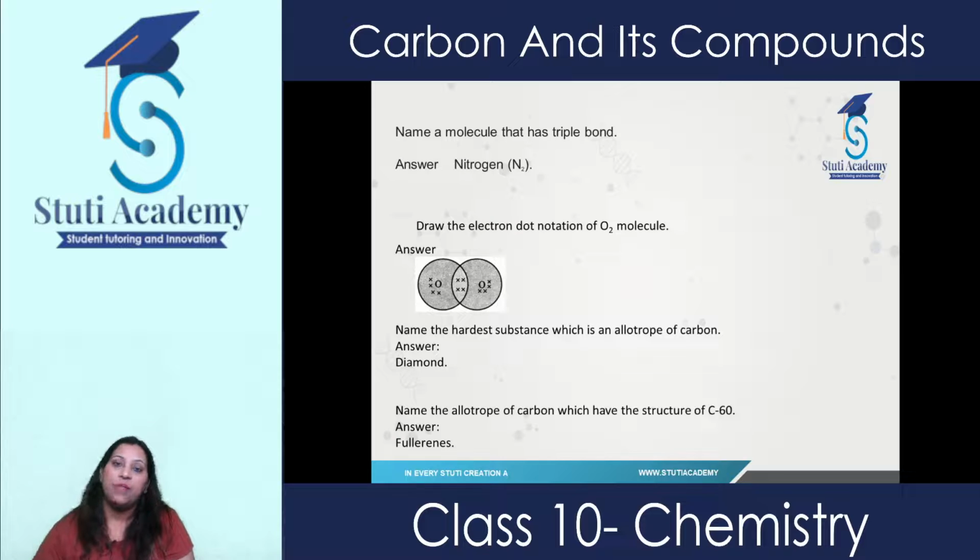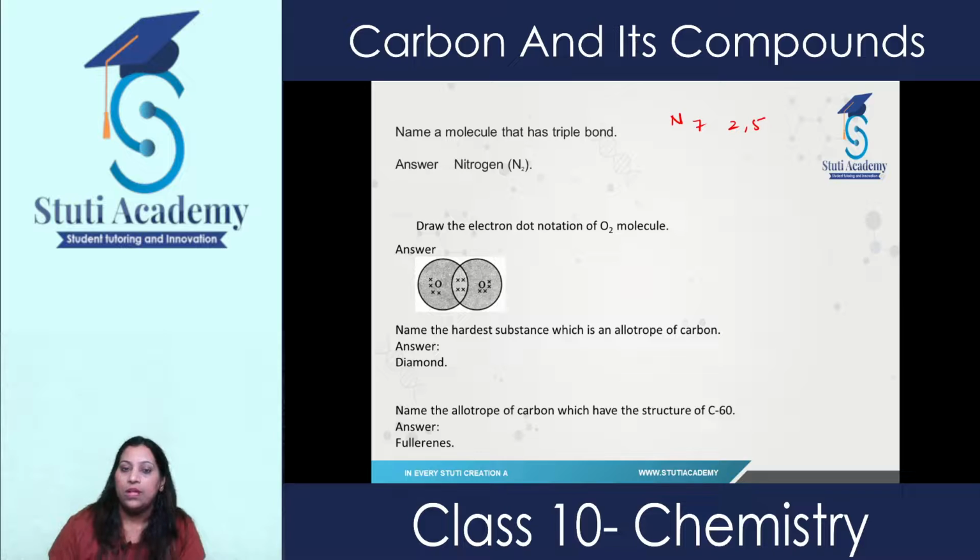Now, what kind of question can come in the exam? A question can come: name a molecule that has a triple bond, and the answer is nitrogen. How? Let's see here. Nitrogen. The atomic number of nitrogen is 7 and its electronic configuration is 2, 5. So it needs 3 electrons to make its octet complete. I'll represent it like this: in nitrogen, 1, 2, 3, 4, 5.